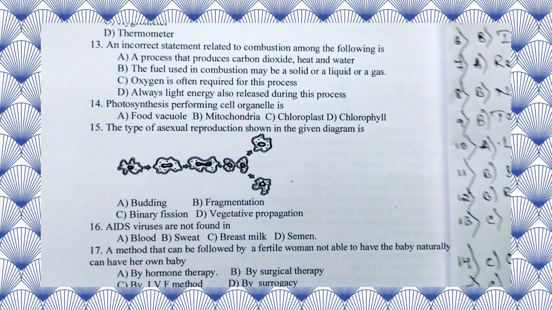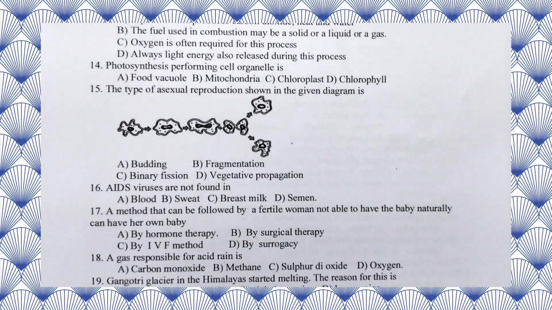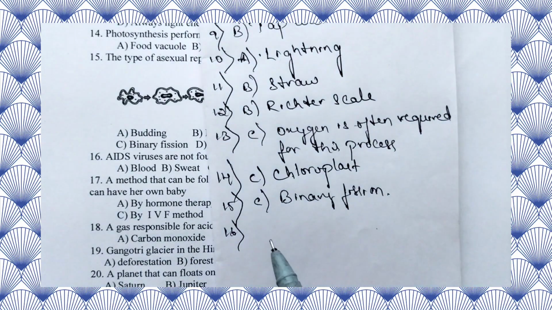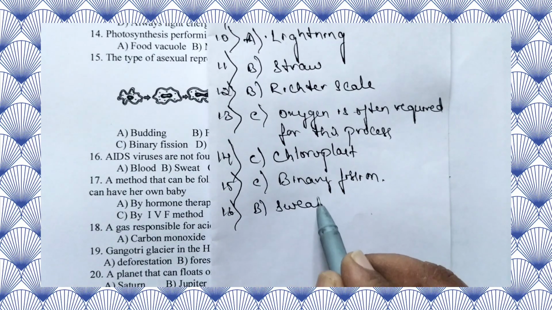Now let us move to the 16th one. AIDS virus is not found in blood, sweat, breast milk, semen. So the right answer for the 16th question is that AIDS viruses are not found in sweat. That is option B, sweat, the right answer.